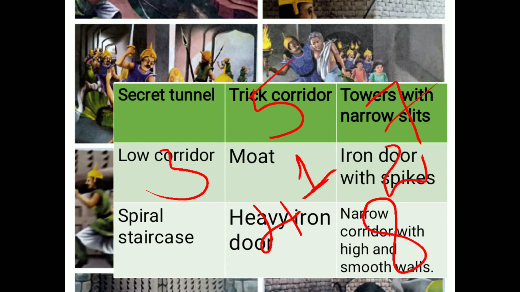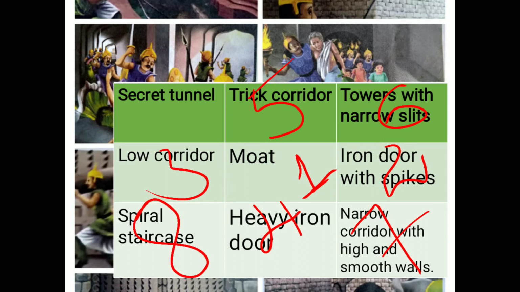Which is your number 9? I have missed something here, I guess, right? Sorry. It should be number 6 and spiral staircase. Narrow corridor with high and smooth walls is the number 7, and spiral staircase is your number 8, and then secret tunnel is your number 9.